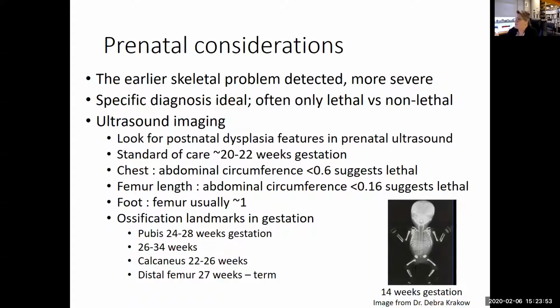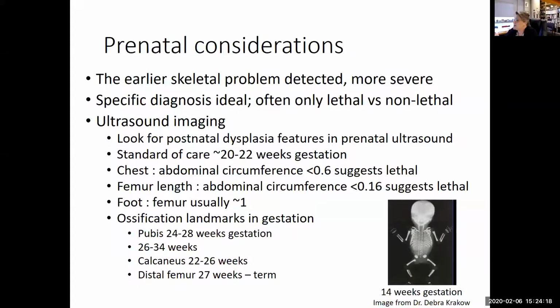Usually those ultrasounds are done at a standard of care time of around 18, 19, 20, 21 weeks. And this image that I added to the picture down here in the bottom from Deb Kraka, I want to show you that you actually can see a lot of the skeleton even by that point, so you can get some great clues.